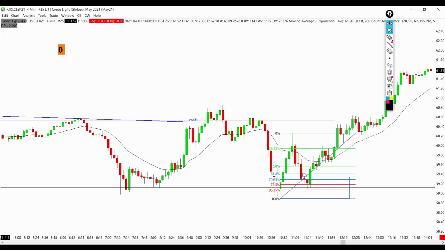61.8. Okay, and the next level I have is a 70, and then I have a 78.5. Then I have an 86.35. Then I have a 100%. So you can use these levels, or you can use whatever levels you want. But a lot of times you will see the market come back to either that 61.8 or all the way to that 78 level. Okay, so let me show you guys some more examples.